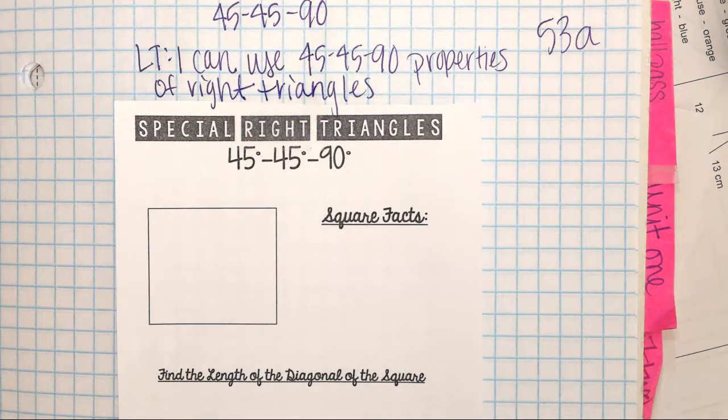Pythagorean theorem. To find missing side lengths of a right triangle, use the Pythagorean theorem. That's for any other right triangle, except for our special right triangles.